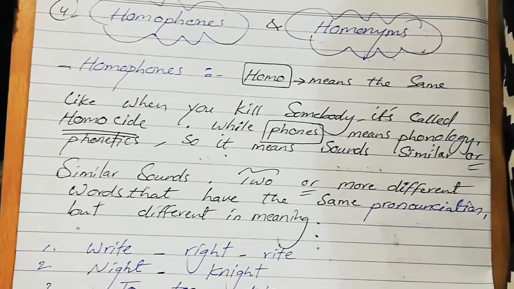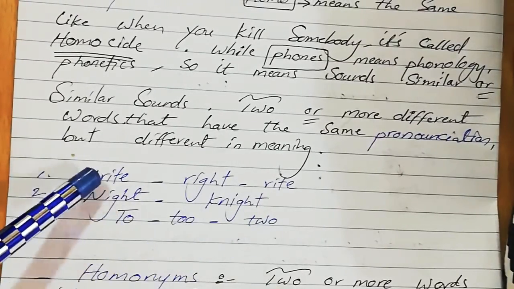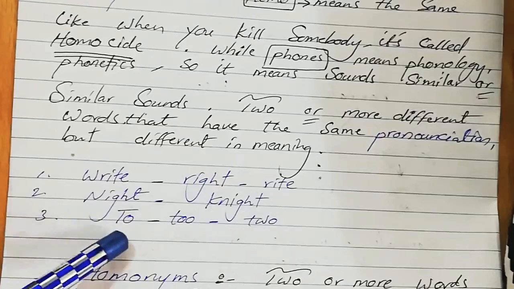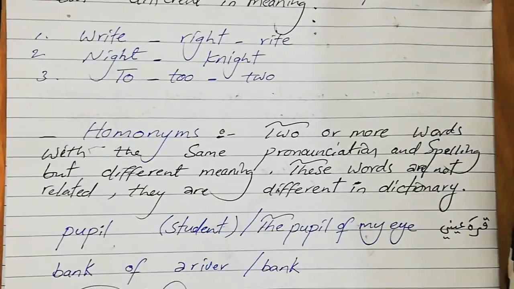Just like these words here: right, night, two. While homonyms are two or more words with the same pronunciation and spelling but different meaning. These words are not related. They are different in the dictionary. So when can we use them? When one form, whether written or spoken, has two or more unrelated meanings, as in these examples.